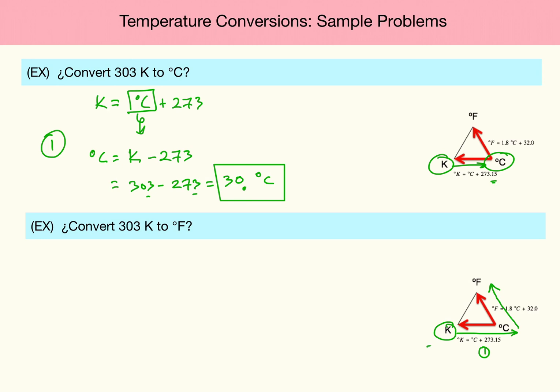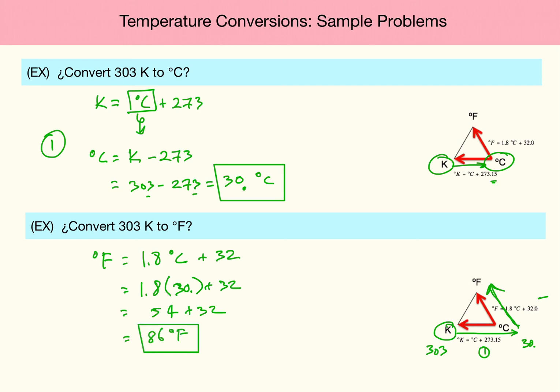And now what do I have to do? I know 303 Kelvin is 30. degrees Celsius, and now I have to convert 30. degrees Celsius to Fahrenheit. So what equation do I have? I'm going to use the equation I have memorized: degrees F is equal to 1.8 times degrees C plus 32. I'm not going to use the 32.0 because I can see this number is only good to the ones place, and so I'm not going to worry about this number being any better than the ones place. And there we have the temperature conversion completed.